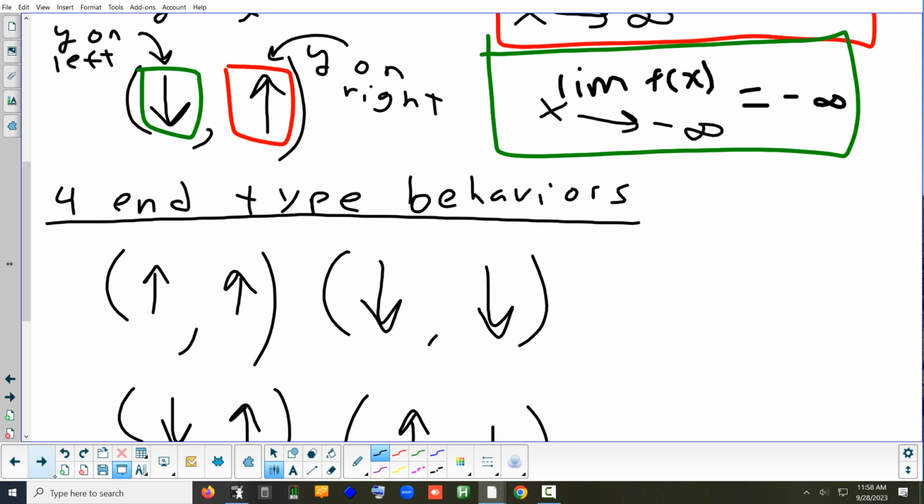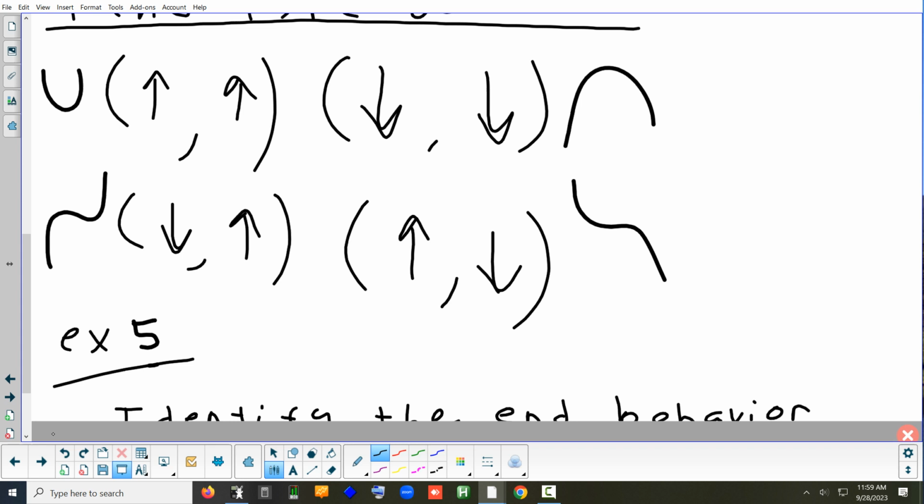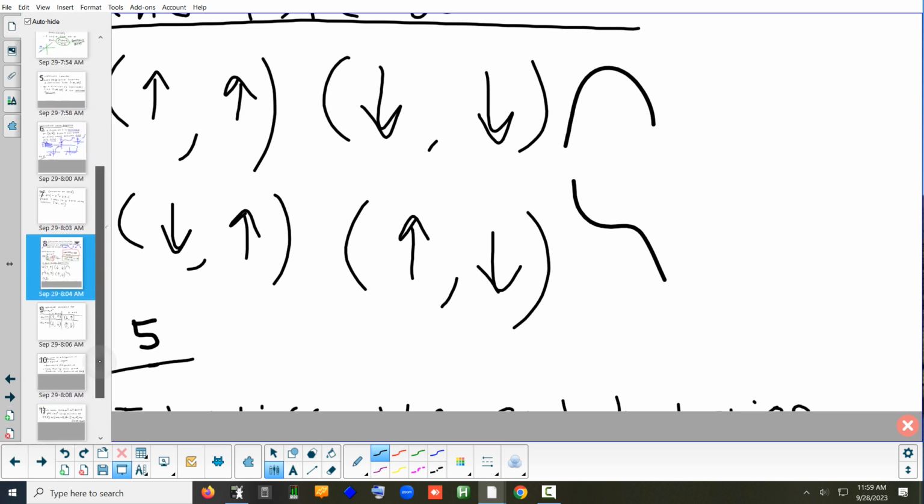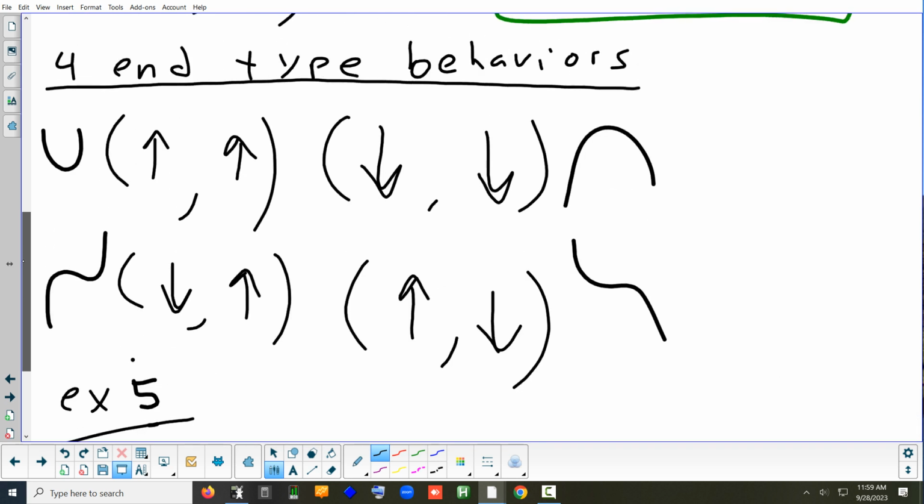So with polynomials, you really only have 4 types of end behavior. Up, up, like a parabola, or down, down, like a parabola. Down, up, something like that. And up, down. Those are the four types of end behavior that you can have. Any question on those 4 types?